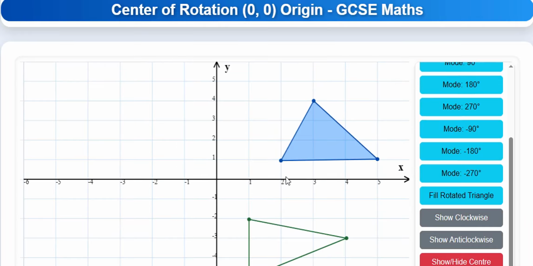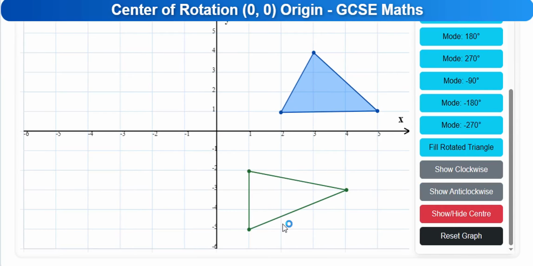As you can see from the points, this figure looks like it's flipped. And that's the whole logic of rotation. So can we try another example?